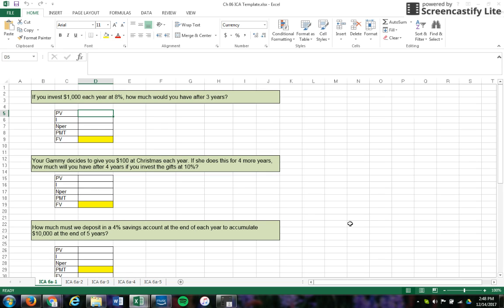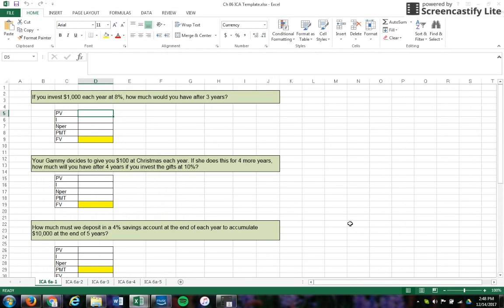Hey, finance students, welcome to chapter 6. We are looking at annuities. Now we are going to include the payment option. Instead of just single sum payments, we're going to be looking at continued payments over time.